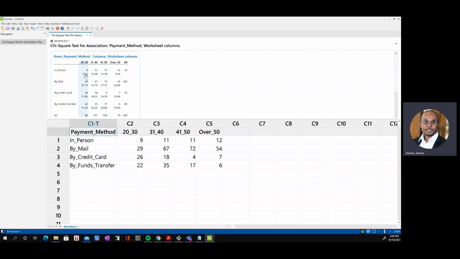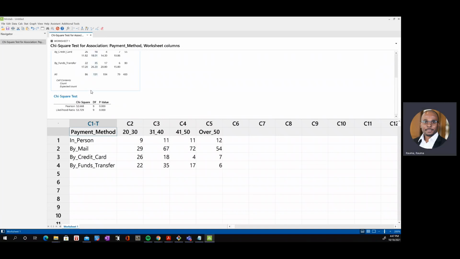Normally to determine the expected frequency, you would have to have summed. So for this row, the expected frequency would be the sum of this row multiplied by the sum of this first column, divided by the total sum of all the values. So that's how 9.24 was computed. Anyways, let's look at this other table output.